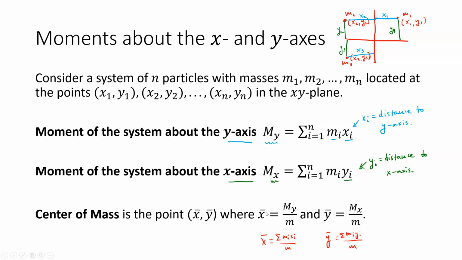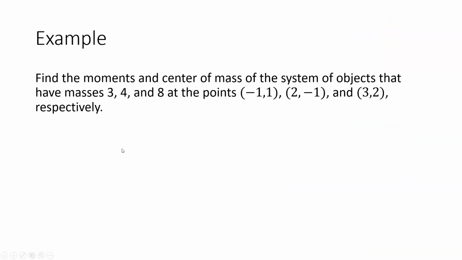Okay, so let's make sense of these center of mass formulas in an example. Suppose we want to find the moments and center of mass of the system of objects that have masses 3, 4, and 8 at these three points. The first point is where m1, a mass of 3, is at the point -1, 1. We'll call m2 the mass at the point 2, -1, which has a mass of 4. And then m3 equals 8, and it's located at the point 3, 2.